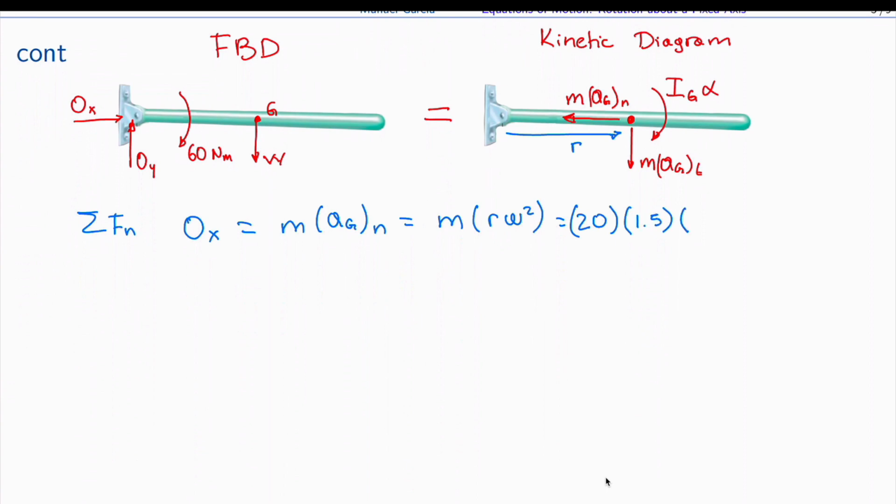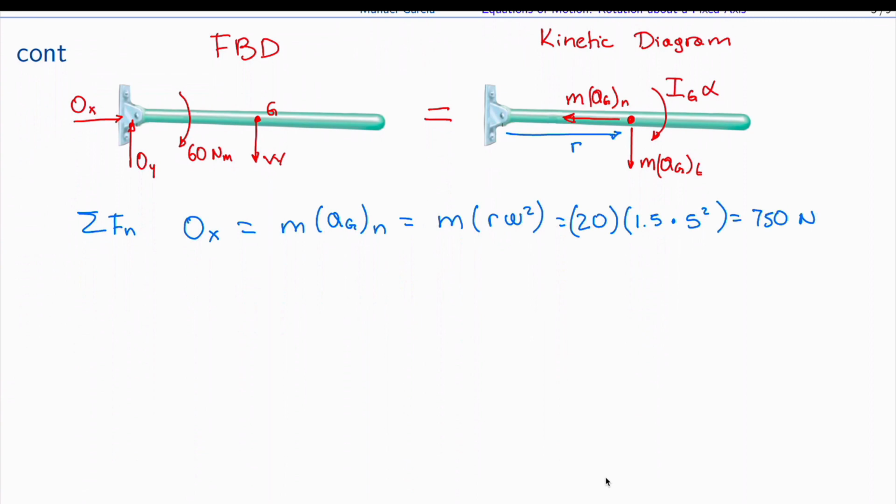And multiply by omega squared. So omega is 5, so multiply by 5 squared. And so when we put this in the calculator, this should be 750 newtons.